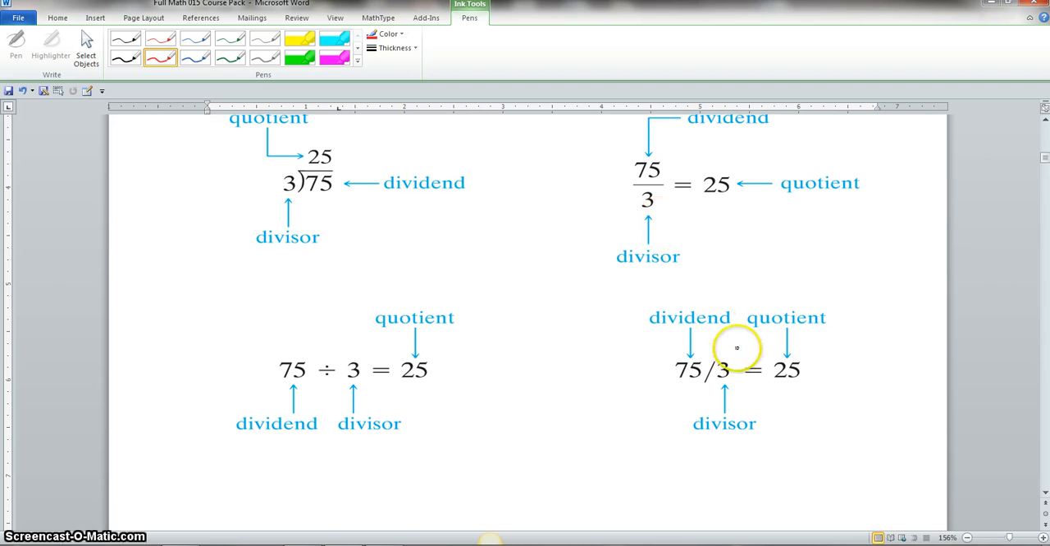Now, right below this is basically the same thing. Both of these are fractions. It's just this has the side fraction bar, and it gives you the same result. Dividend, divisor, 25. And this is your traditional division symbol. 75 divided by 3 is 25. Dividend, divisor, quotient.